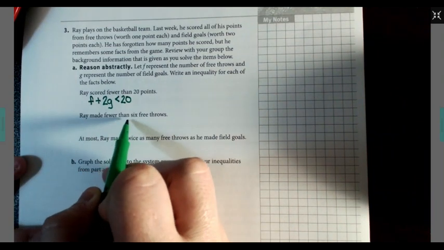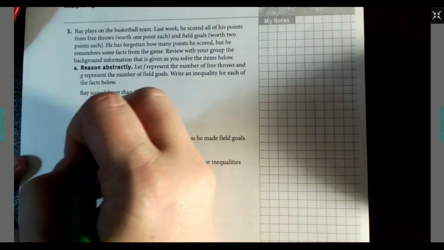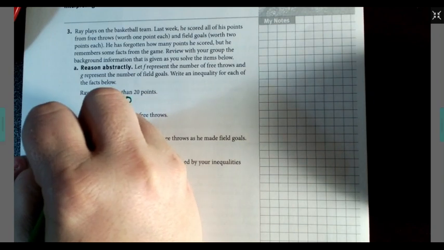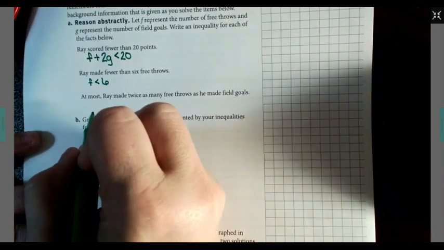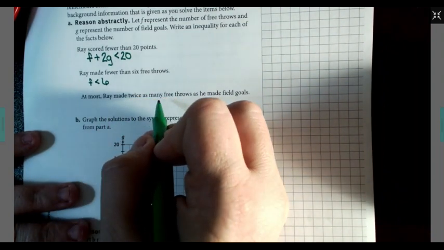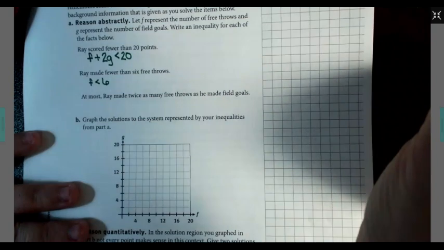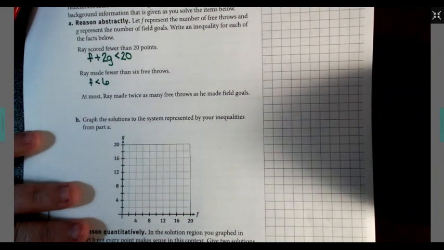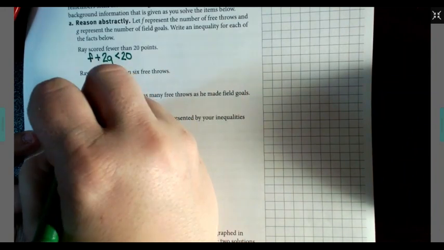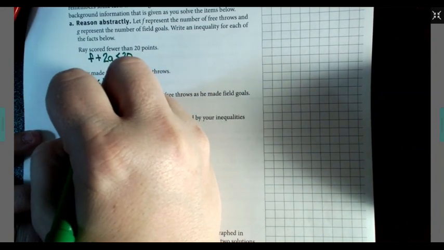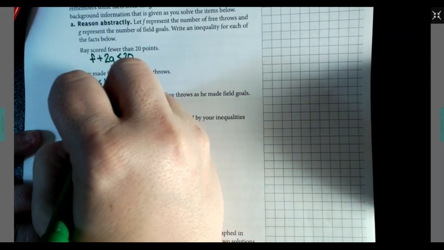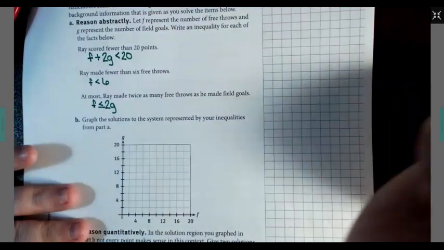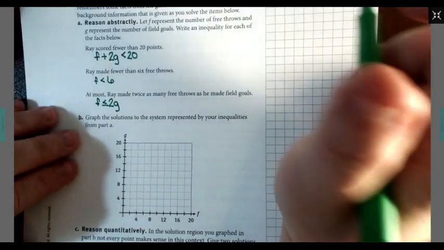Ray made fewer than 6 free throws. So I know that my free throw is less than 6. At most, Ray made twice as many free throws as he made field goals. So his free throws, he had to have been at least twice the number of field goals. At most. So less than or equal to.